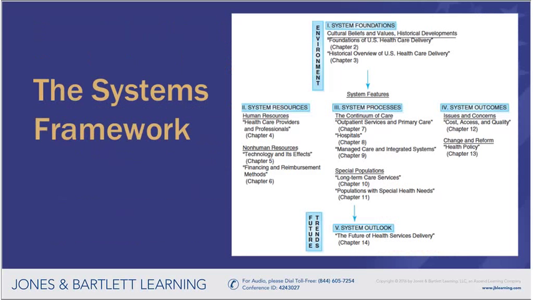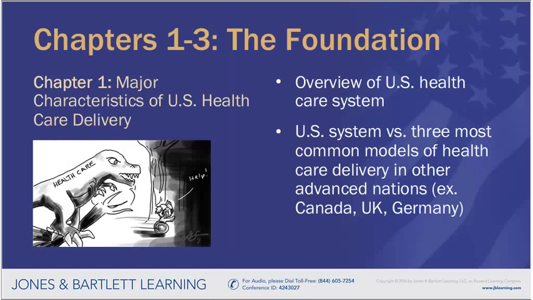This book uses the systems framework to organize its materials. This slide shows the systems framework, which has 5 components, including system foundation, system resource, system process, system outcomes, and system outlook. All of the 14 chapters are included within those 5 components. I'm going to go over each of those chapters and highlight the major components of those chapters.